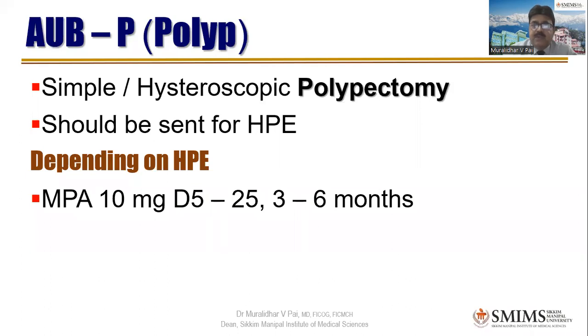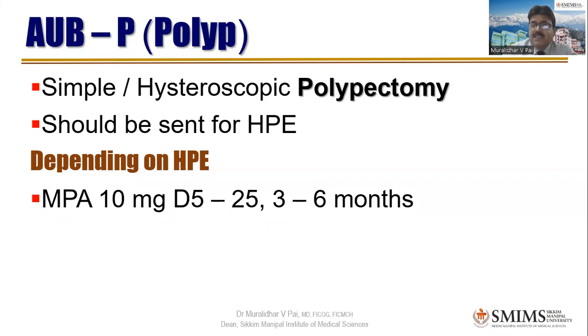Both of them you can manage further by giving medroxyprogesterone acetate 10 milligrams day 5 to day 25. It is better to give throughout the cycle to almost simulate or suppress the endometrial hyperplasia for 3 to 6 months. So now why 3 months? Why 6 months? If it is simple hyperplasia, 3 months are enough. If it is complex hyperplasia, 6 months you have to give.